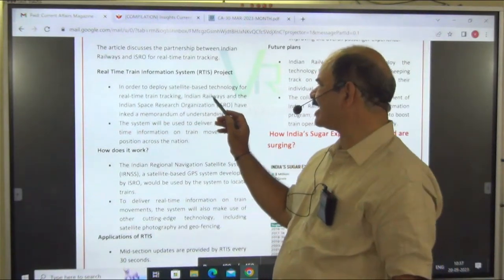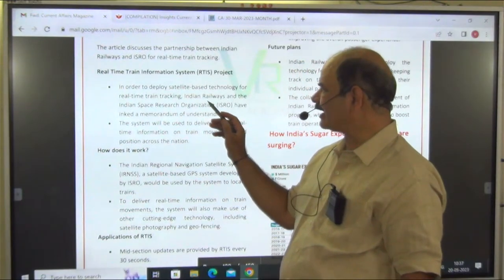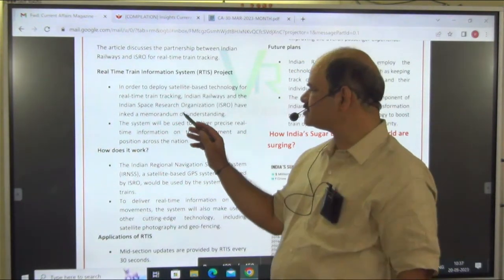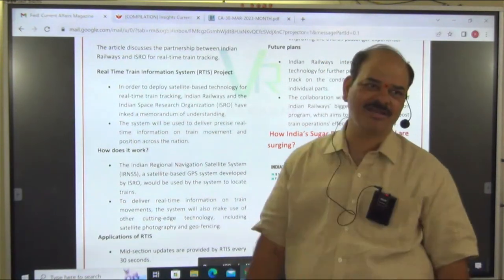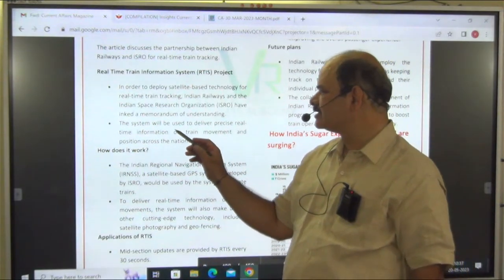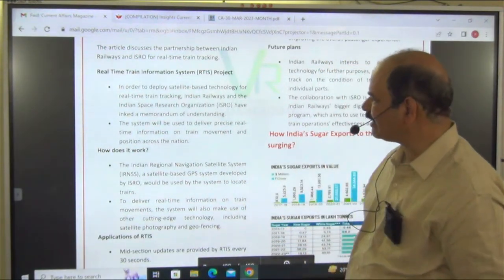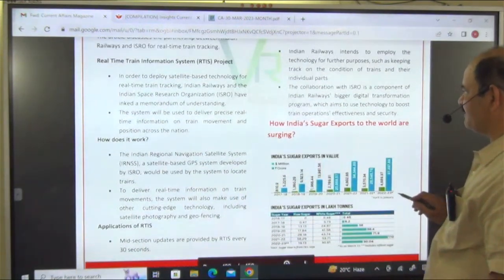In order to deploy satellite-based technology for real-time train tracking, Indian Railways and the Indian Space Research Organization have inked a memorandum of understanding. The system will be used to deliver precise real-time information on train movement and position across the nation.